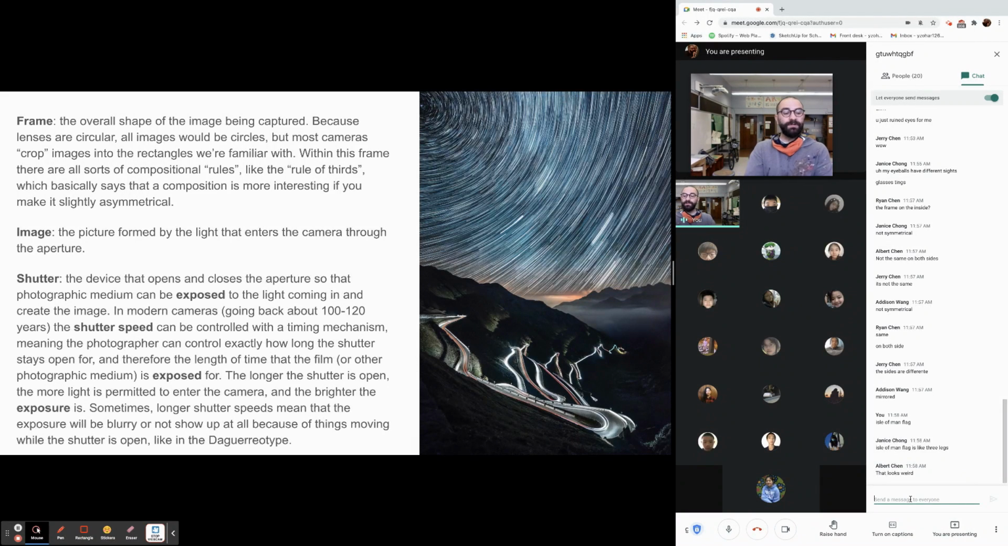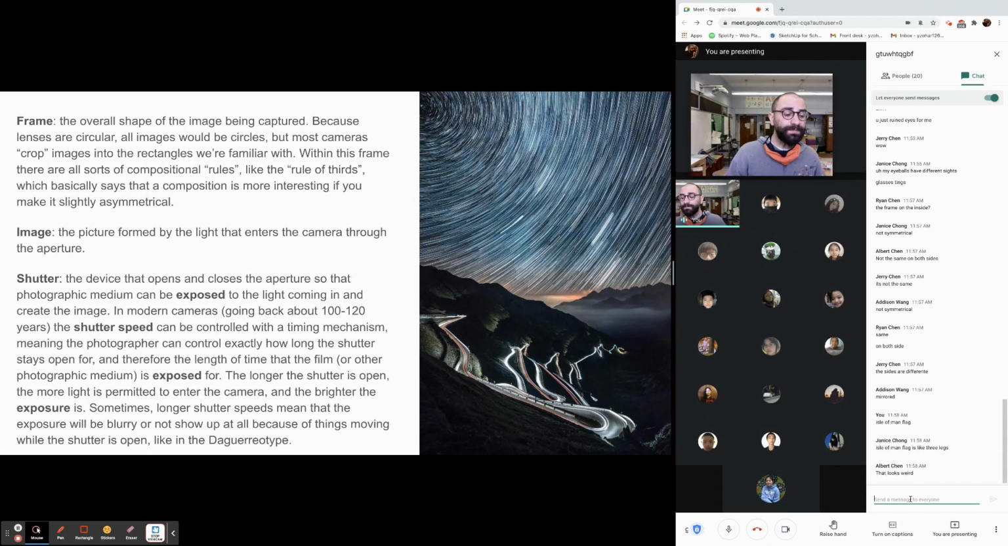The image, of course, we know what that is. That is the picture formed by the light that enters the camera through the aperture. The shutter is the device that opens and closes the aperture so that the photographic medium, that is the light-sensitive material, can be exposed to the light coming in and create the image. In modern cameras, going back 100, 120 years, the shutter speed can be controlled with a timing mechanism, meaning the photographer can control exactly how long the shutter stays open for, and therefore the length of time that the film or whatever photographic medium is exposed for.